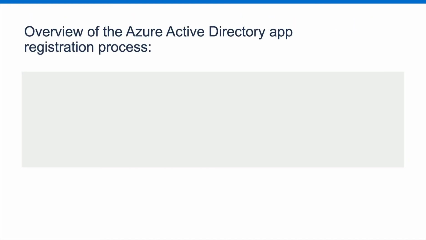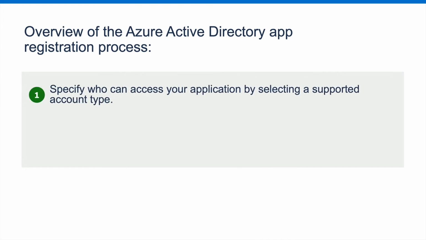During the app registration process, you're going to need to set some configuration options. There are two main things. First off, you're going to need to specify who can access your application, and you'll do this by selecting a supported account type. We'll see this as we go into the Azure portal, but you'll have a few options such as single tenant, multi-tenant, and personal Microsoft accounts, or just supporting personal Microsoft accounts only.